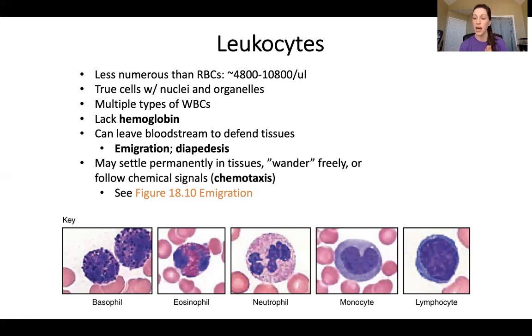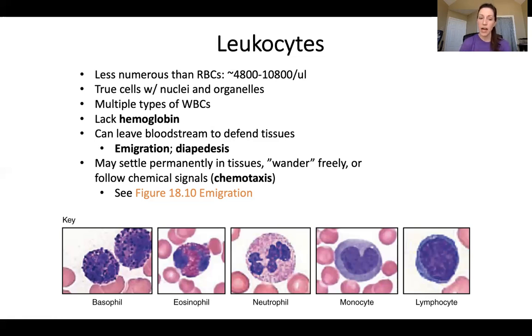And the term for following a chemical is called chemotaxis. It just means movement in response to a chemical stimulus. You can see positive chemotaxis, which is moving toward a chemical signal, which is what we're discussing here in this case. You will also see examples of negative chemotaxis, where you have cells that move away from certain chemical stimuli. So that's also a thing, and just something to make note of. There's a really good figure in your textbook. It's figure 18.10 on emigration, and it gives you a nice schematic of sort of how those white blood cells squeeze out of the vessels and head into the tissues and what they do.